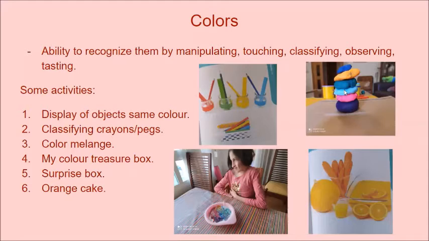As I said, taste colors, we can bake a cake, in this case an orange cake, or this is an experiment, I call it color melange. It's just putting some milk and then adding some coloring and stirring it, and the child sees how the different colors come into the collage.